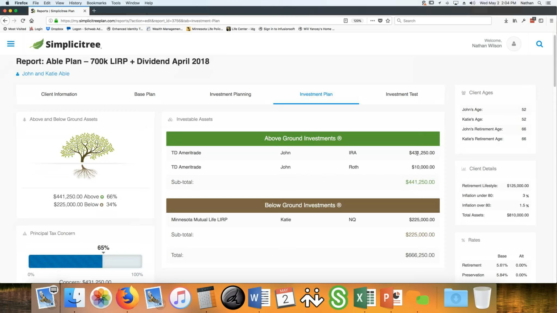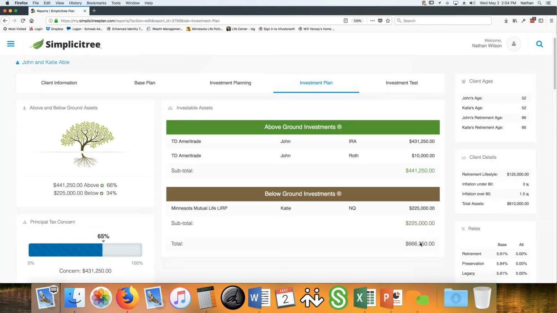We've shifted some stuff from all above ground, where the client started, to some below ground. Is it enough? I don't know. It's up to the client, but I would say on our first run, our first year of financial planning, we've knocked them from 99% tax concern to 65% tax concern. Is there room for improvement in the future? Sure. But that's a pretty good start.